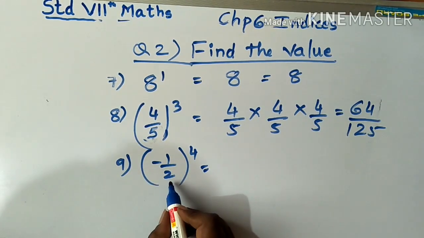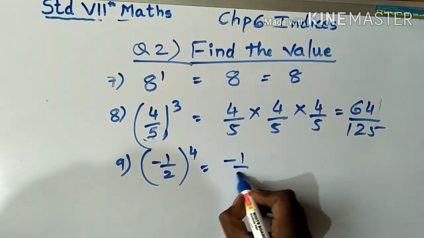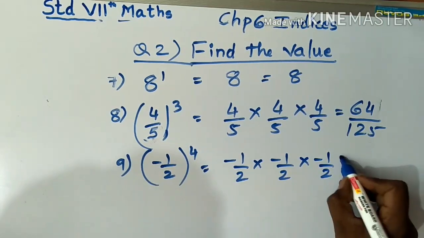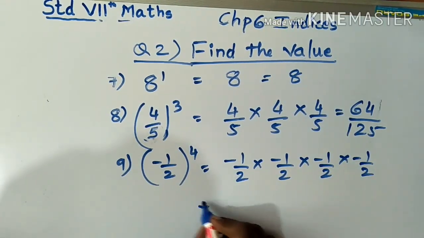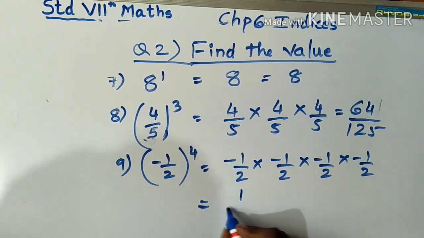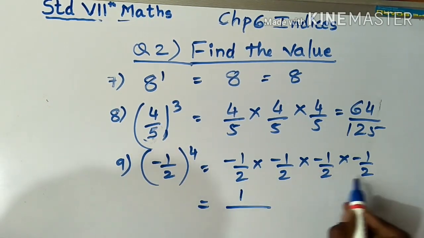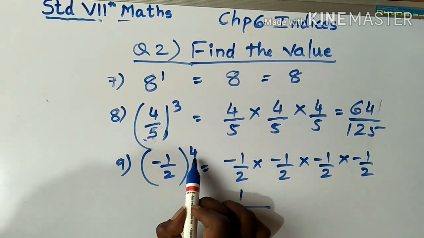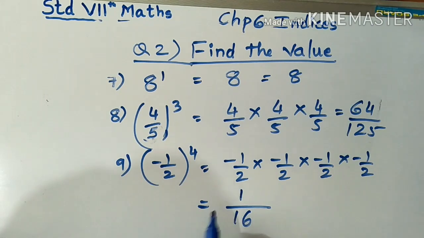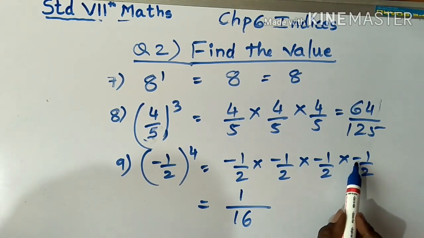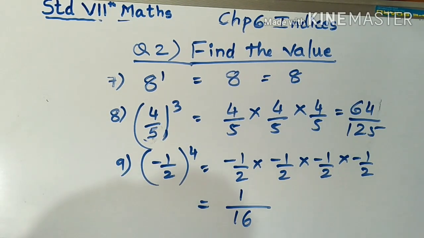-1 upon 2 raised to 4. -1 upon 2 into -1 upon 2 into -1 upon 2 into -1 upon 2. Let's see the answer. 1 into 1 into 1 into 1 is 1. 2 twos are 4, 4 twos are 8, 8 twos are 16. What about the sign? Here you see the index is an even number. Even number means positive sign. If it is an odd number, it will be a negative sign. Let's say it out: minus into minus, plus. Plus into minus, minus. Minus into minus, plus. So here you get a plus sign.